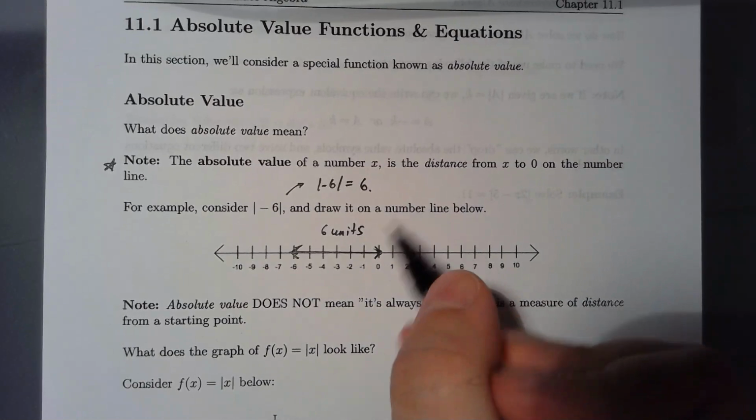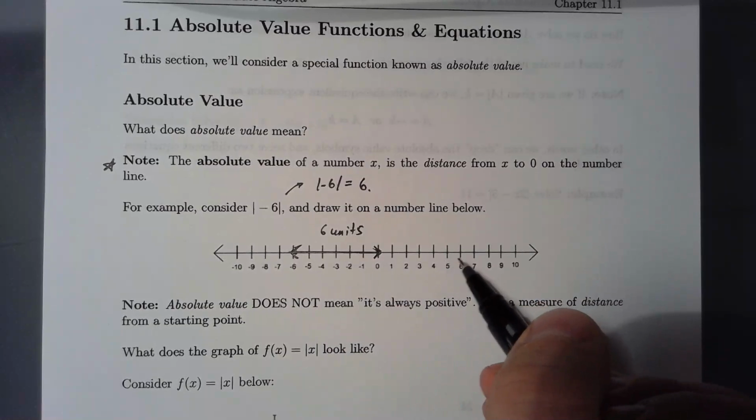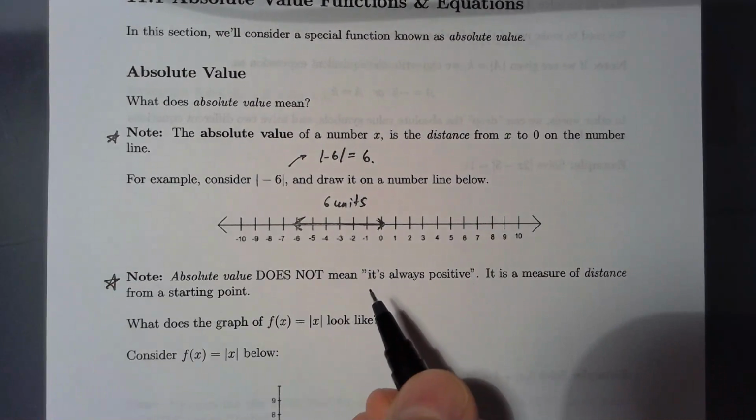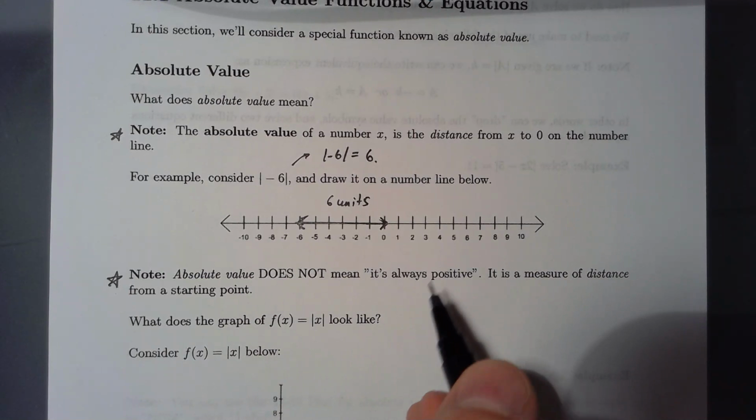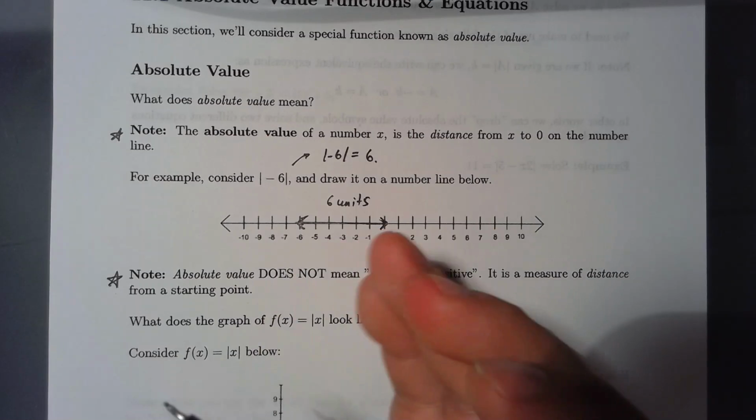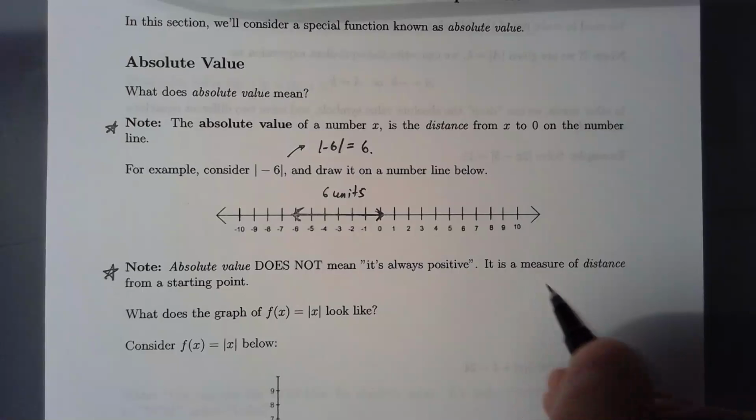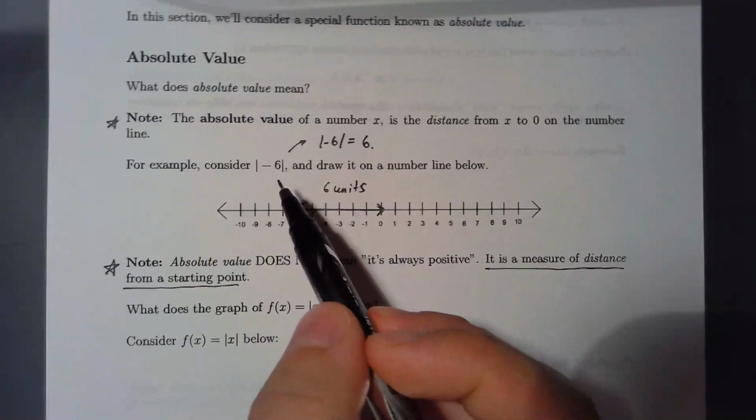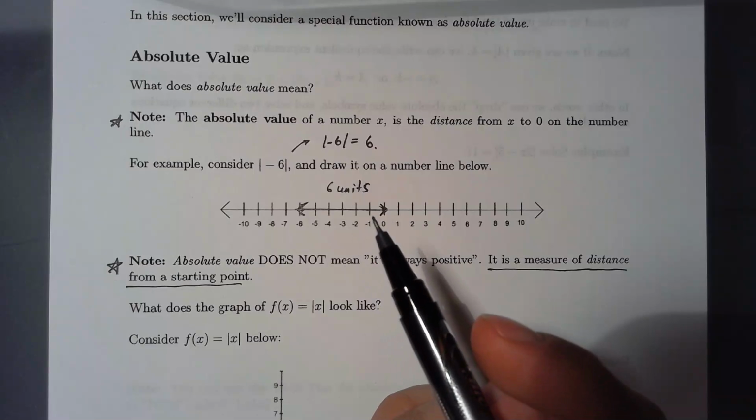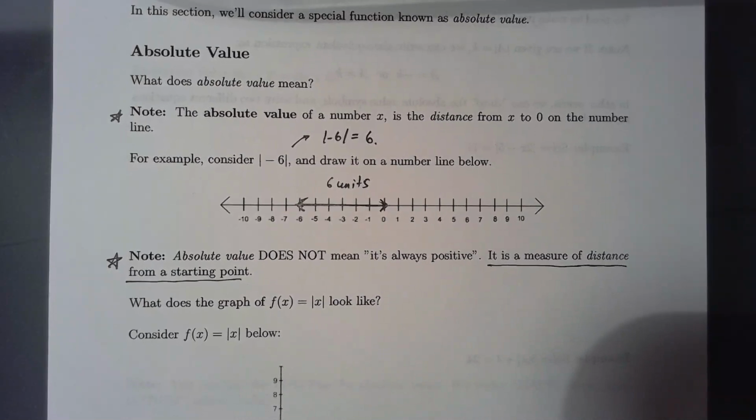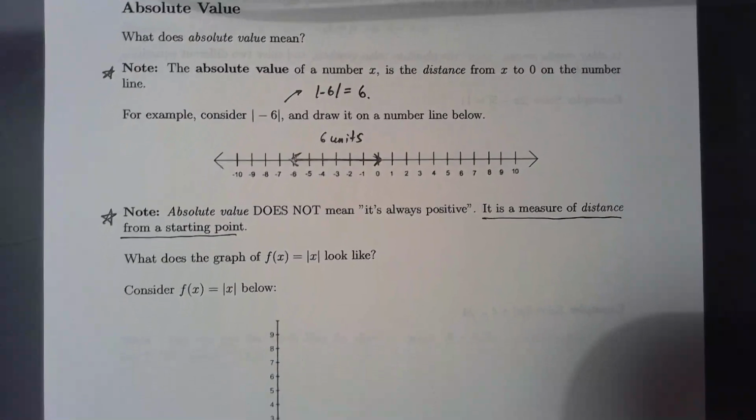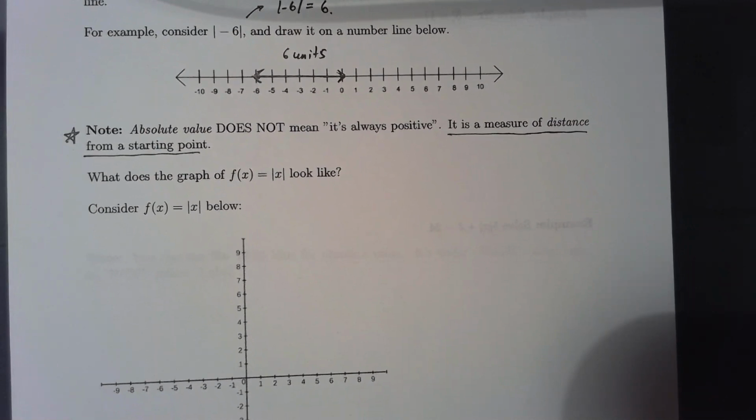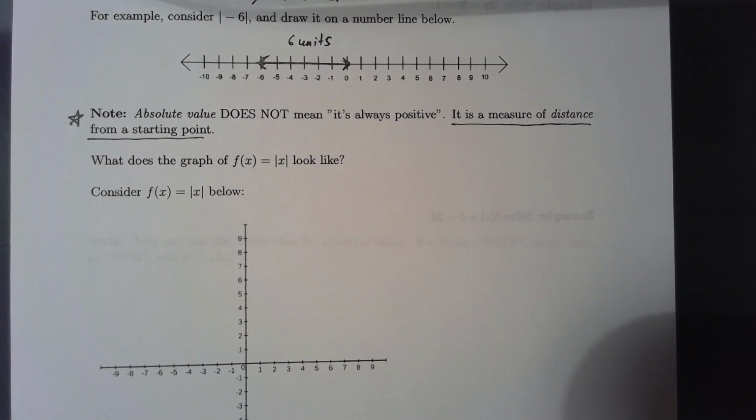And it's the same thing if I take the absolute value of 6. Well, 6 is 6 units from 0 as well. That's why a lot of students make this mistake, that they think that absolute value means it's positive. Well, yes, it's true, but that's not what absolute value represents. The absolute value, by definition, is a measure of distance from a starting point. In this case, it was -6, but it just depends what you're taking the absolute value of. That's all absolute value means. It's a distance. And distance has a large meaning in mathematics. You'll see in 11.3.